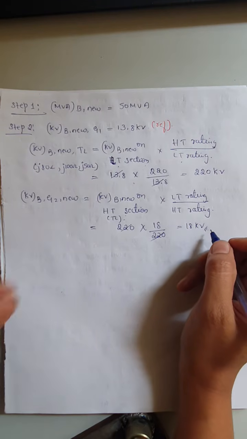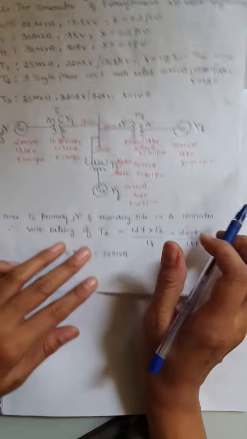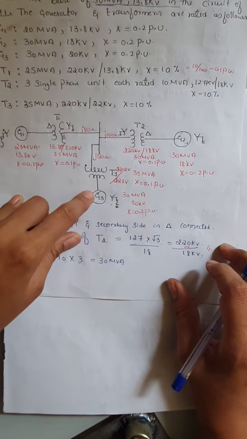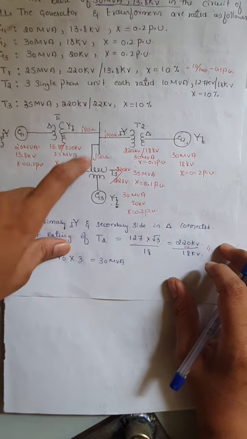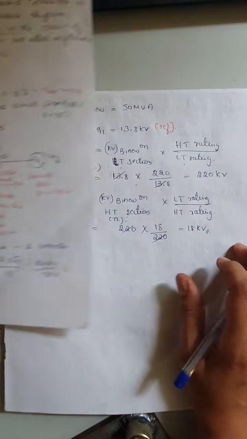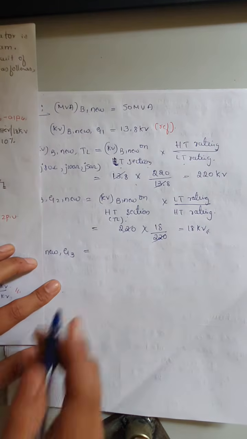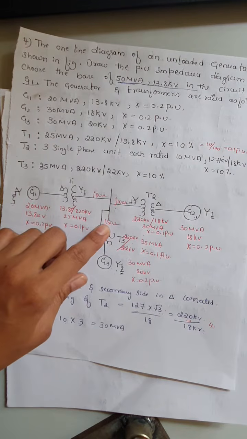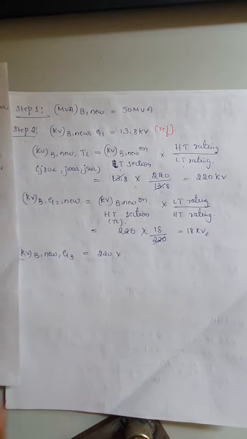Similarly, we'll do it for generator 3. Again use the same formula for the generator 3 calculation. Now observe here, we are calculating the base voltage for generator 3 and taking the transmission line as a reference. Between generator 3 and the transmission line, we have T3. We'll write the high and low voltage ratings. Before that, kilovolt base on HT, and HT is again a transmission line. That base voltage will be 220 kilovolt because this is connected to the J50 ohm transmission line. So that new base voltage will also be equal to 220 kilovolt.